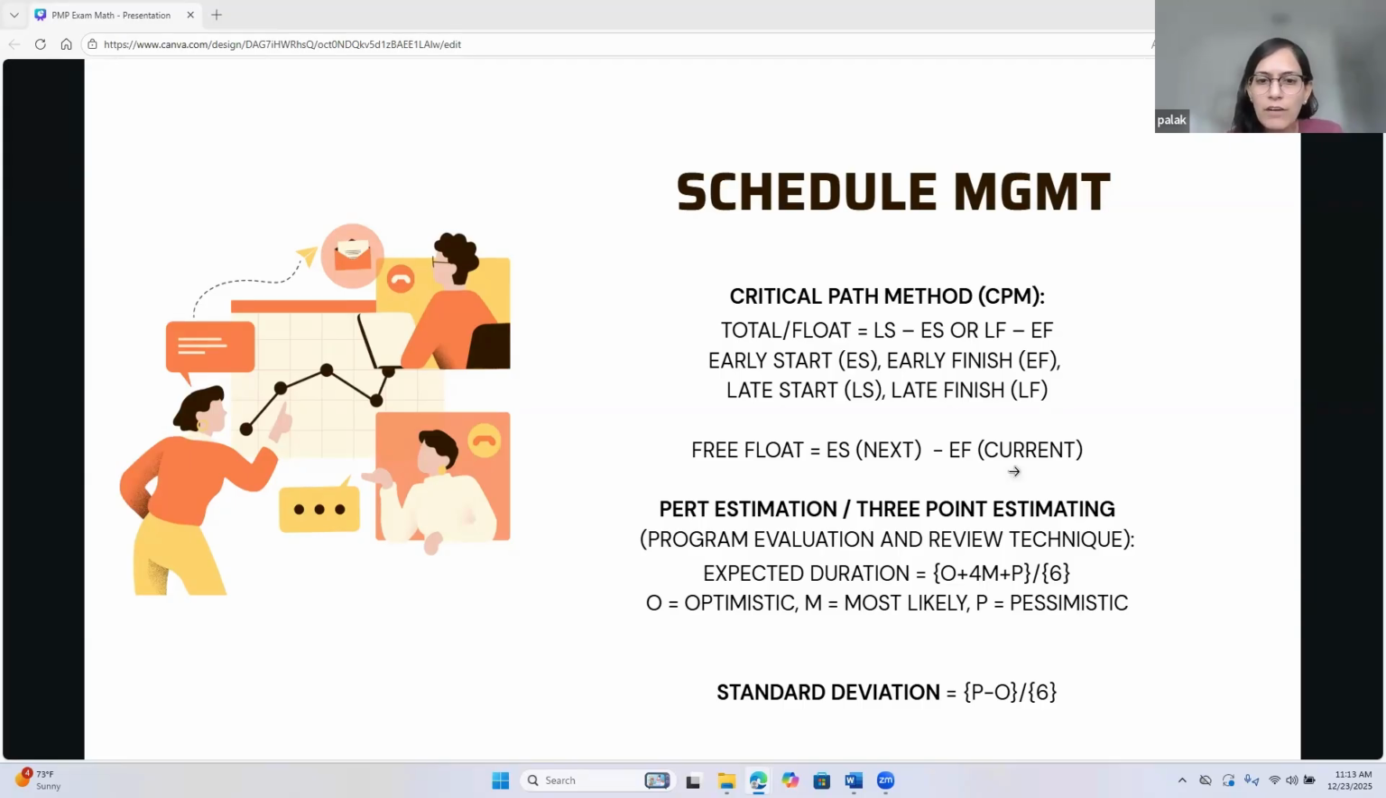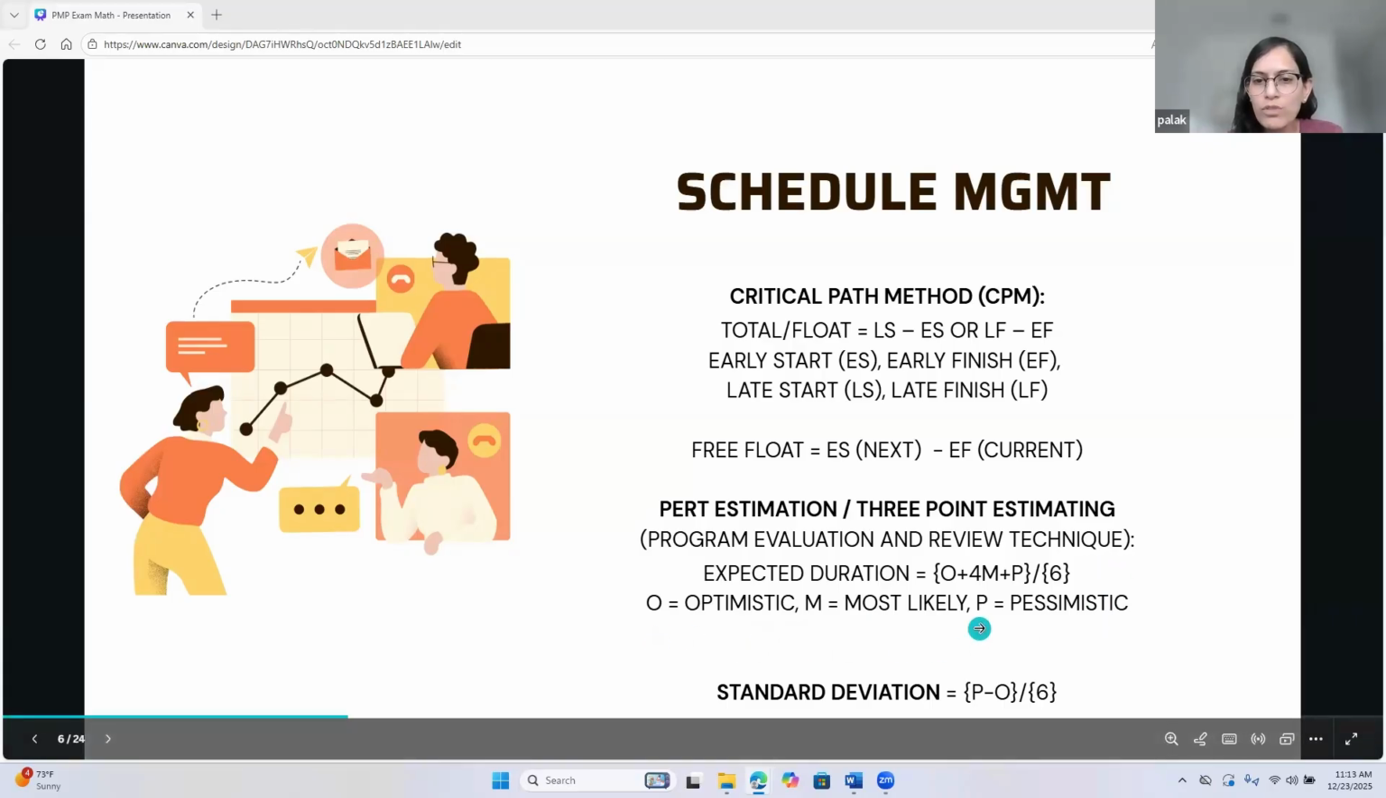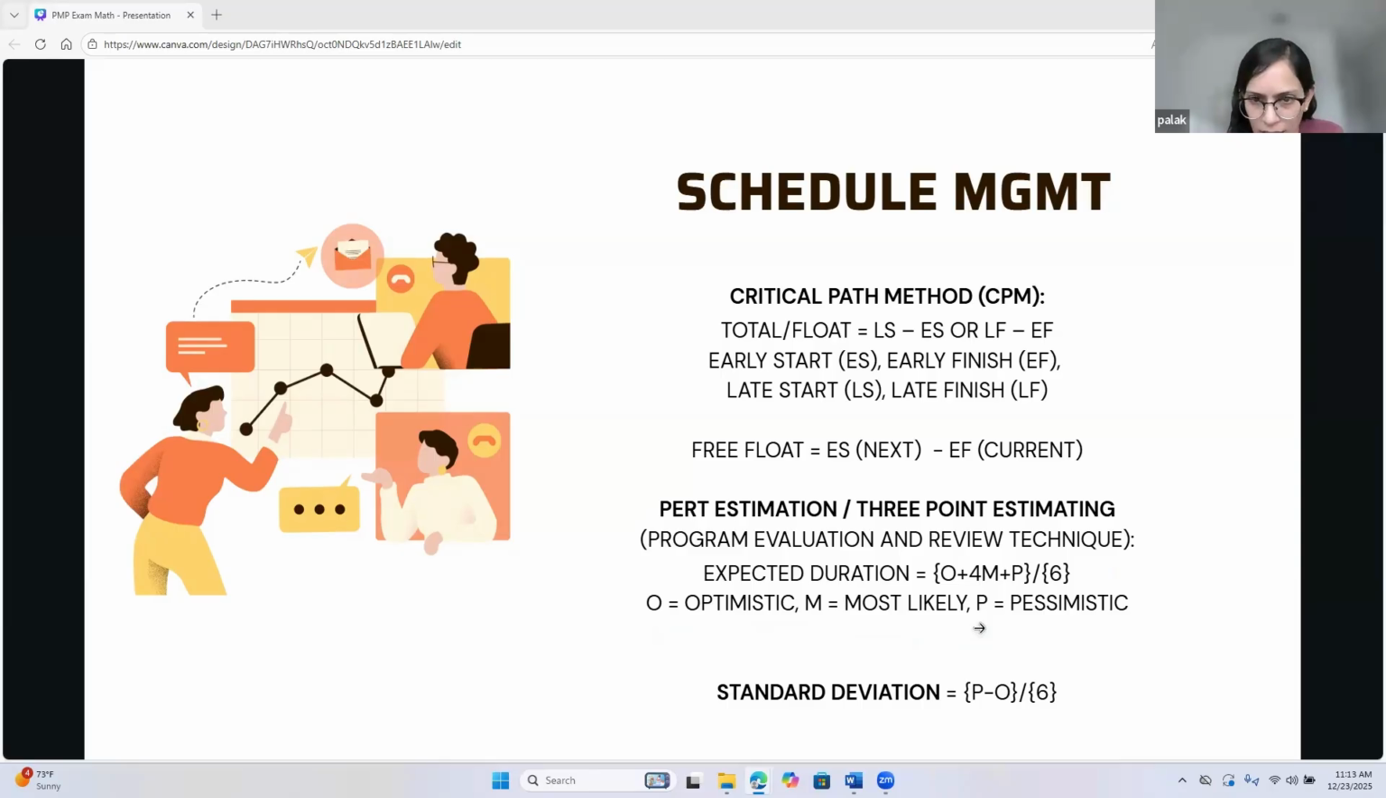All right, and after that, the next one is the PERT estimation, which is also called the 3-point estimating. PERT stands for Program Evaluation and Review Technique. And so its formula is the expected duration equals optimistic timeline plus 4 times most likely, and plus pessimistic, and that all divided by 6, because there are a total of 6 times we are doing that addition. Okay, so that's the formula for the PERT or 3-point estimating.